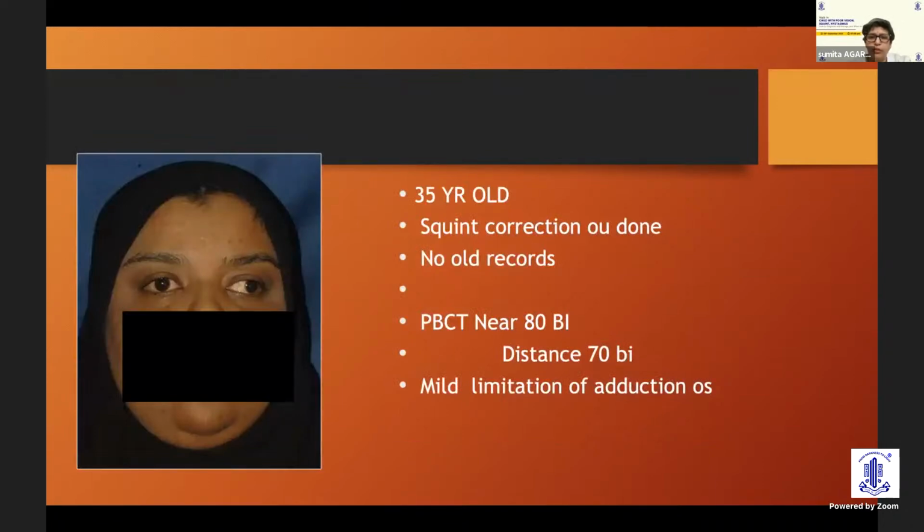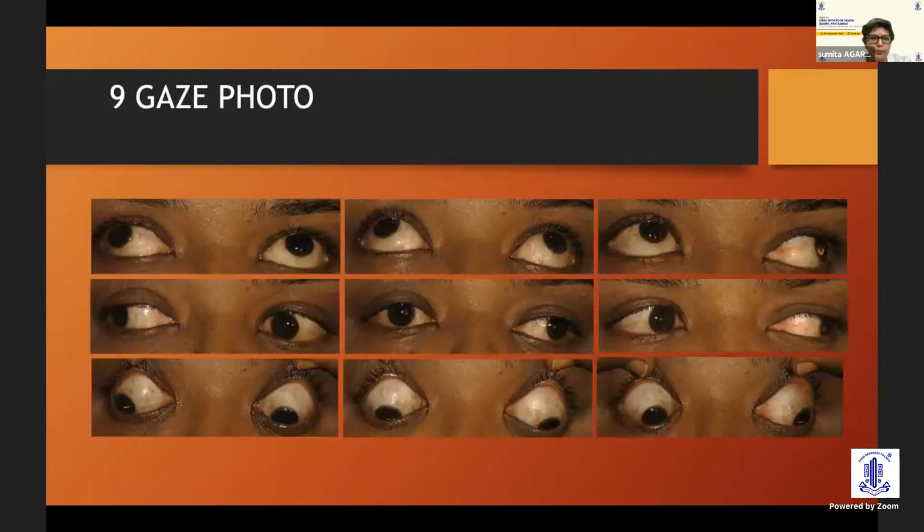This lady probably had a squint correction done in both eyes, no old records, but now has a large exotropia. You can see telltale signs of surgery on the medial rectus in both eyes. So this probably will classify as consecutive exotropia. This is a 9-gaze picture, and as you can see, there is a little limitation and telltale signs of previous surgery here.